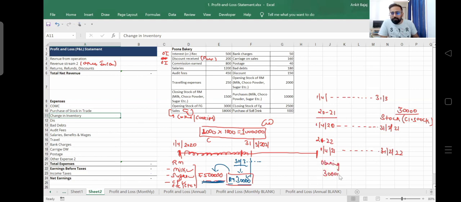This concept is very simple, you know. Whatever stock you are not able to consume during the year will become closing stock for that particular year, and again the same stock will become opening stock for next year, right? So here the company will consume this 30,000 raw material in year 21-22.